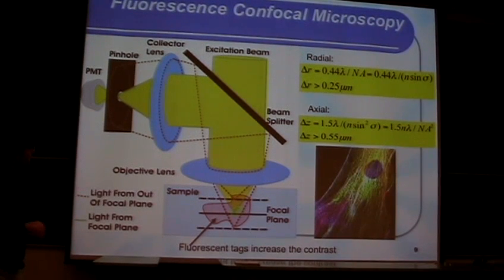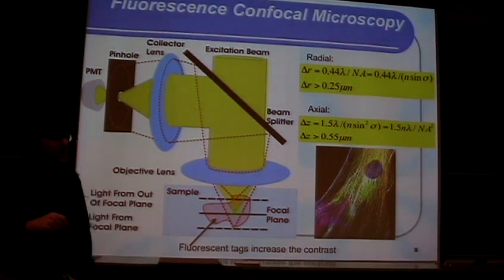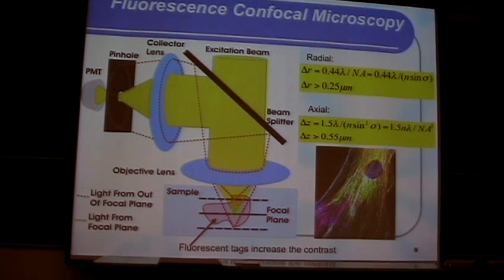And in here you can see the typical both radial and axial resolution of the confocal microscope. Of course, it depends on the wavelength of light used for imaging, and the typical resolution that can be achieved for radial directions is of the order of a quarter of micron. The axial resolution is usually somewhat worse, and it can be as good as half micron, provided that we use high numerical aperture objective.